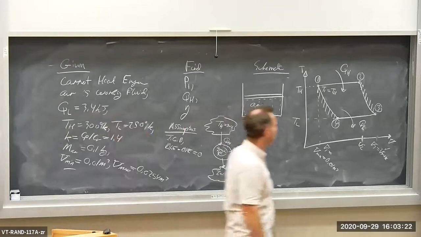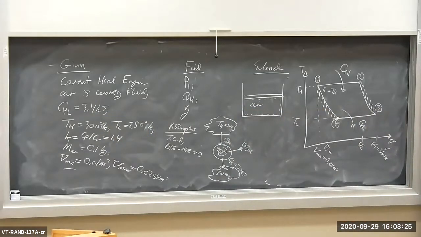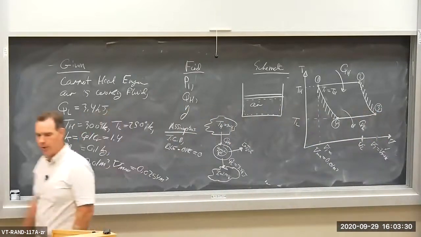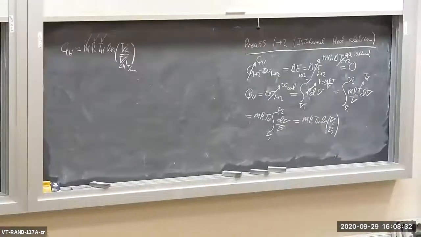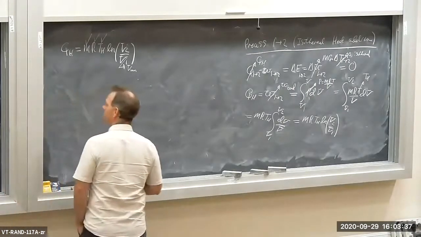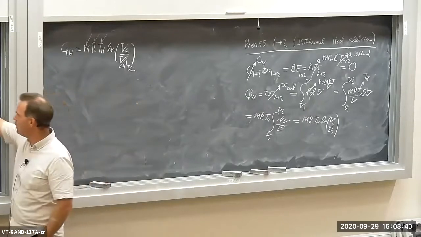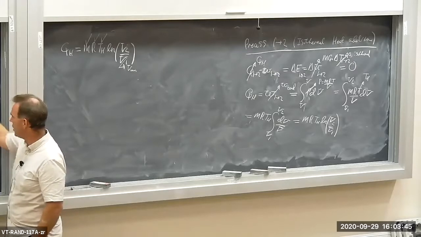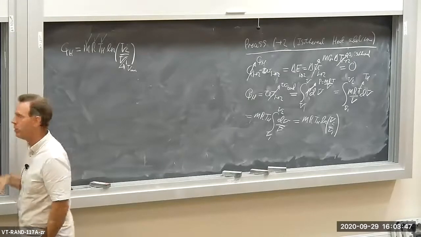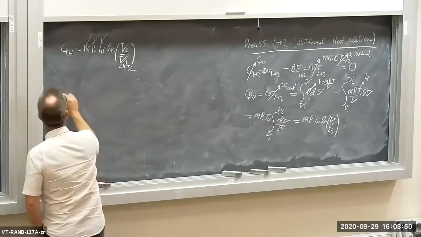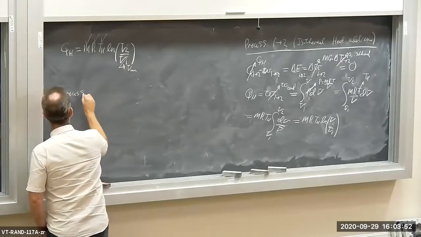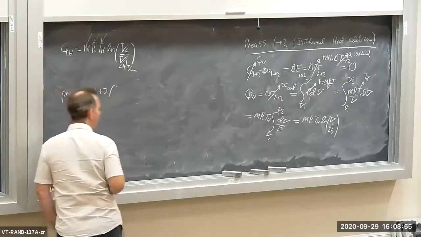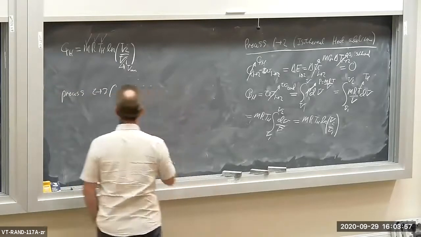Let's calculate V2. Let's figure out what V2 is given our other information. I want to know what V2 is so I can plug it in to get the high temperature heat transfer. Let's look at process 2 to 3 because it will contain information about state 2. Process 2 to 3, and by the way, that is adiabatic expansion.